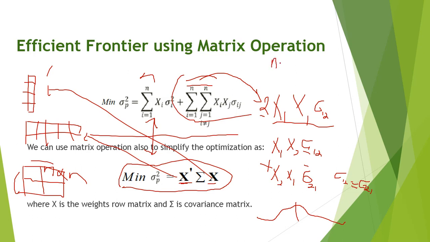That means for 100 assets, we have to calculate how many covariances? n into n minus 1, that is 100 into 99. That is how many covariances? 9,900. Yes, that's too much. For example, if you've got 5 assets, then you have to calculate how many covariances? 20. Then you might be missing many of the variances.